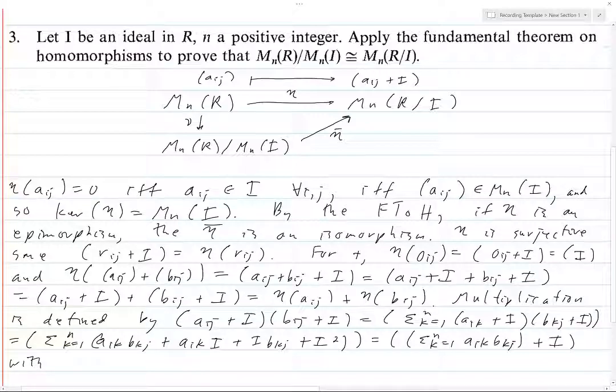With identity 1 + I. So eta of 1 equals this identity element 1 + I.